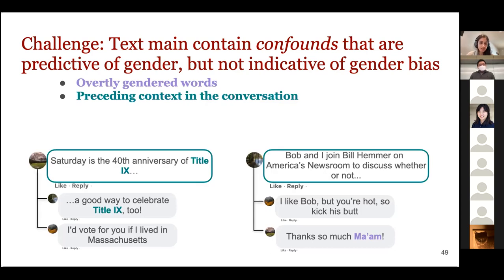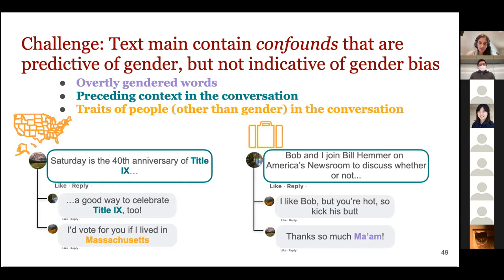The second is that text is not posted in isolation, particularly if we're looking at things like social media. Things are posted in context, and if there are correlations between the surrounding context and gender, this can turn into a confounding variable. And the third is characteristics of the people in the conversation other than gender. The people in the conversation might have characteristics that are correlated with gender. So these are things that can be predictive of gender, but again, not really indicative of bias. And I'll give you a clear example of that in a moment.